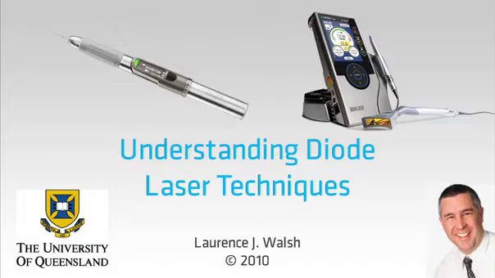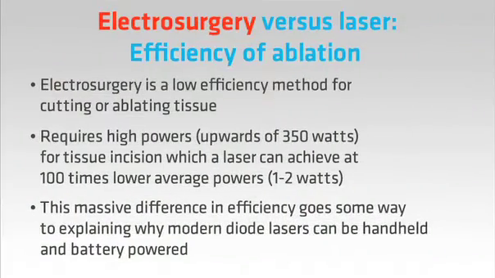Welcome to this short presentation on understanding diode laser techniques. Now that you have a diode laser, you can start to appreciate how efficient this is as a cutting technology. You're probably familiar with electrosurgery, but you probably didn't realize that electrosurgery is a low efficiency method for cutting or ablating tissue. It requires high powers, upwards of 350 watts, to incise into tissue. A diode laser can ablate tissue at 100 times lower average powers at only a few watts.